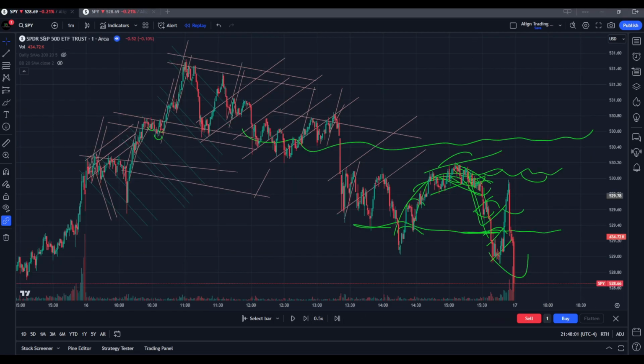So that right there basically sums up how I would be watching the chart real time, seeing the algorithms and the microstructure.